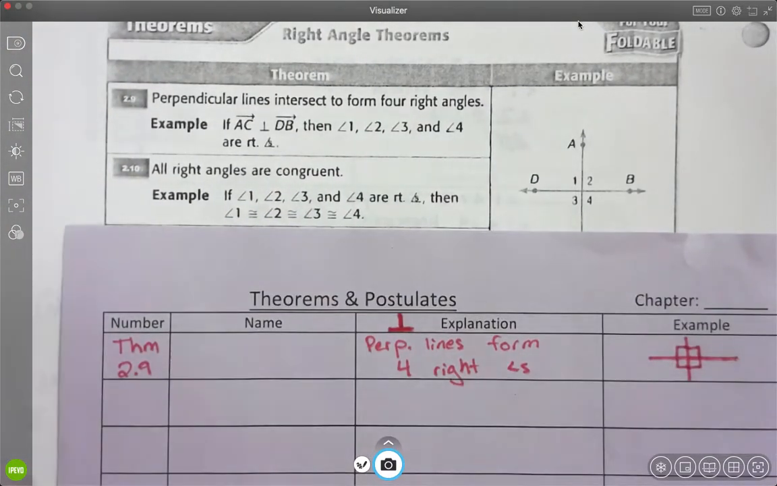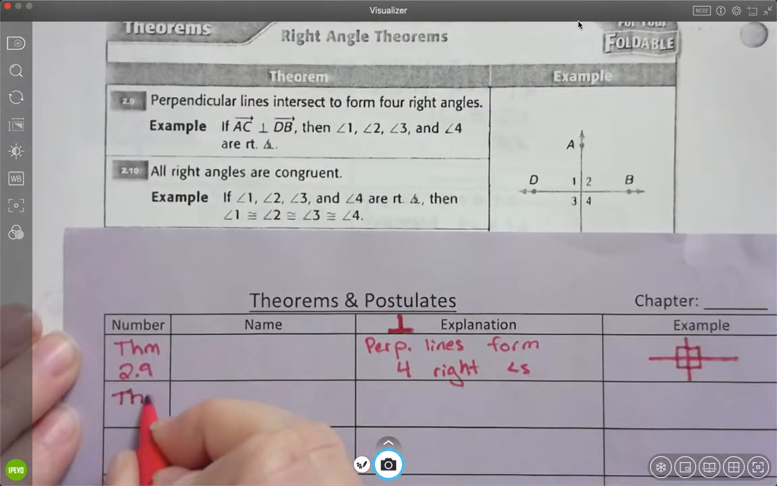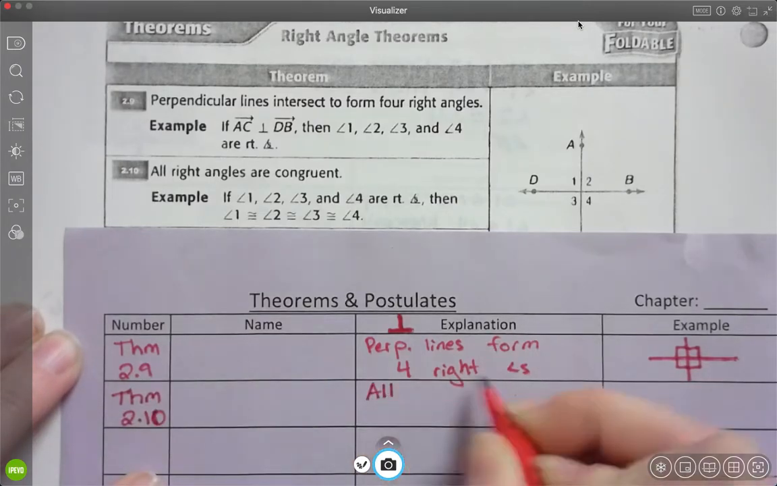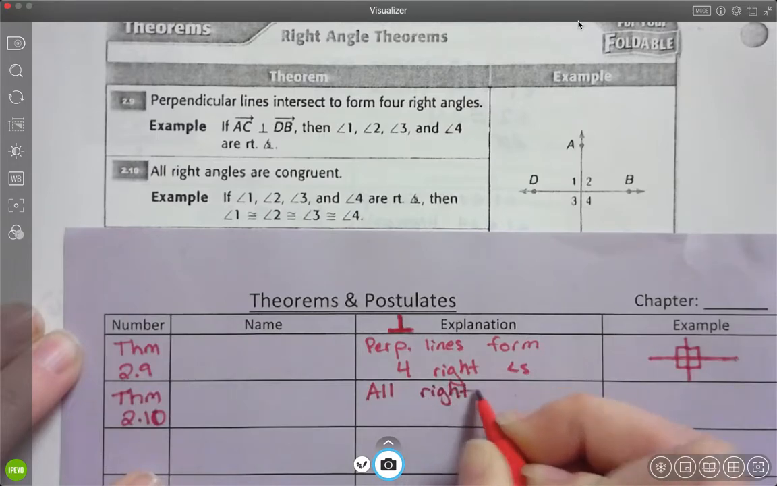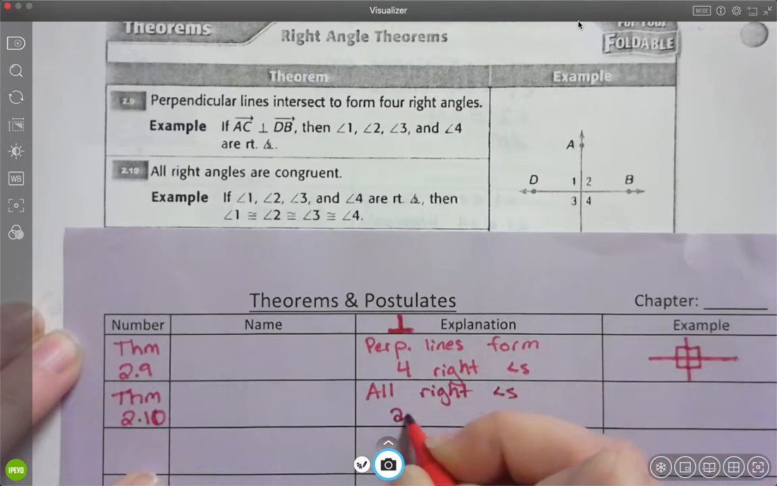And Theorem 2.10 is even worse than that. Theorem 2.10 says, all right, right angles are congruent.